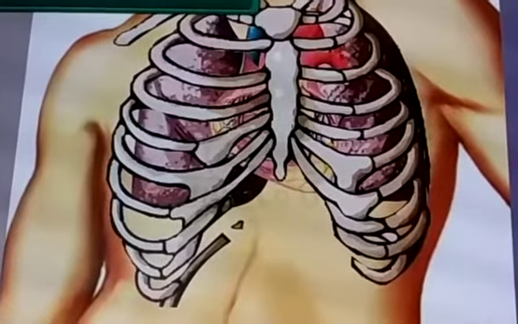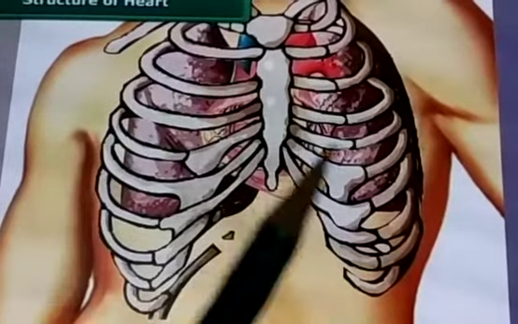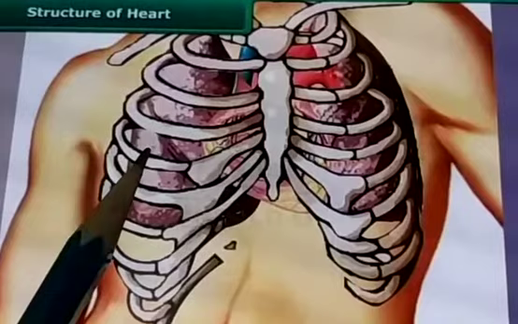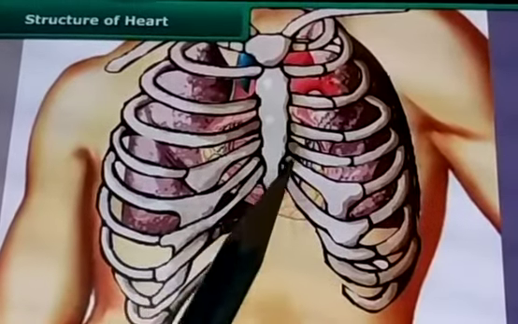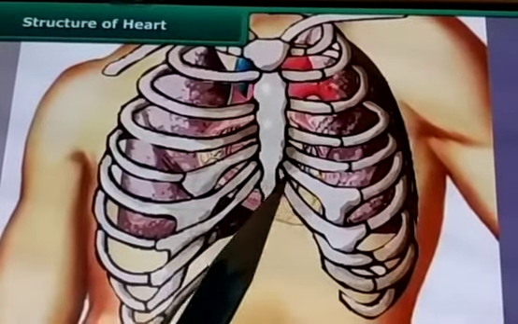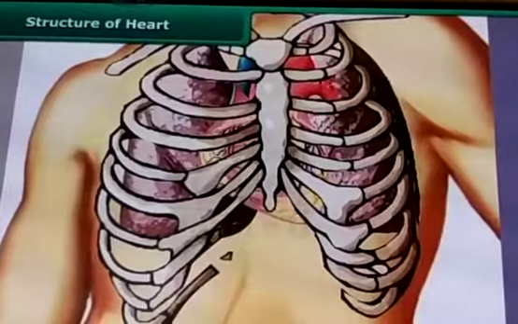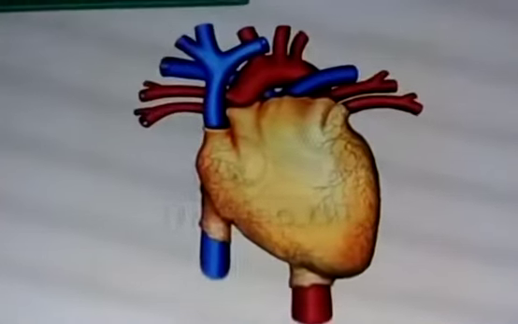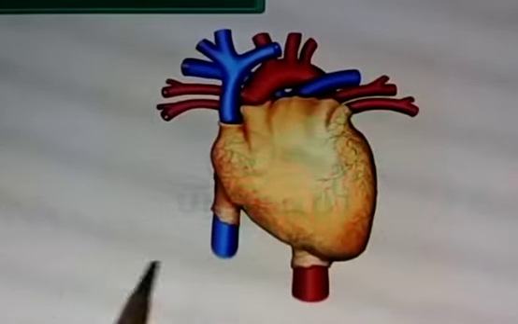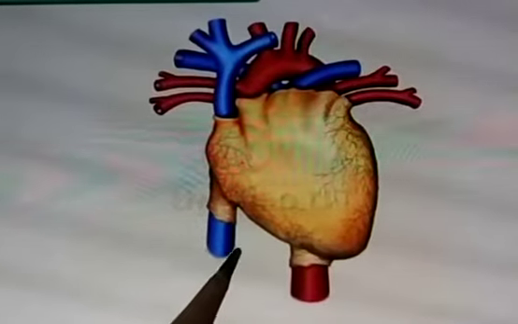You can see in the picture how it is located here. These are the ribs. These are the lungs. Ribs are there, then inside are the lungs. Now this part which you can see is the heart. Here you can see a little bit of the arteries, right? This is part of the heart. This is the outer look of the heart. Once you see it from the upper side, this can be seen. This is the structure of the heart. Now what will be its size?